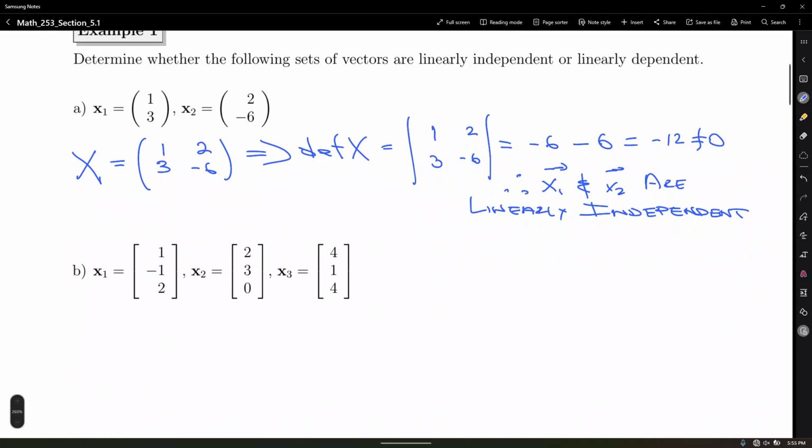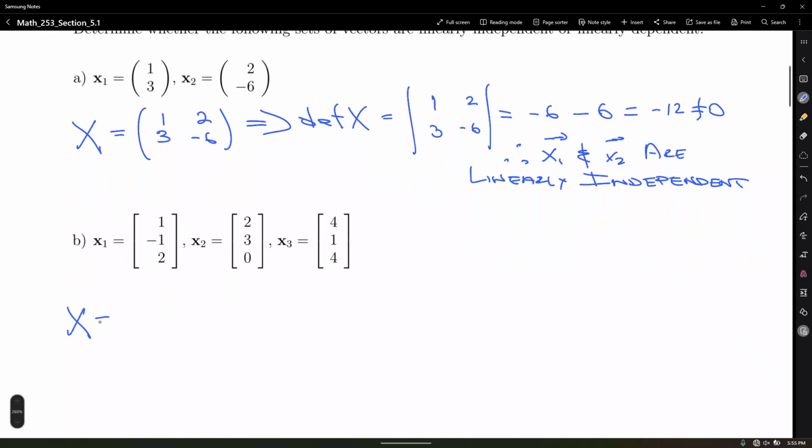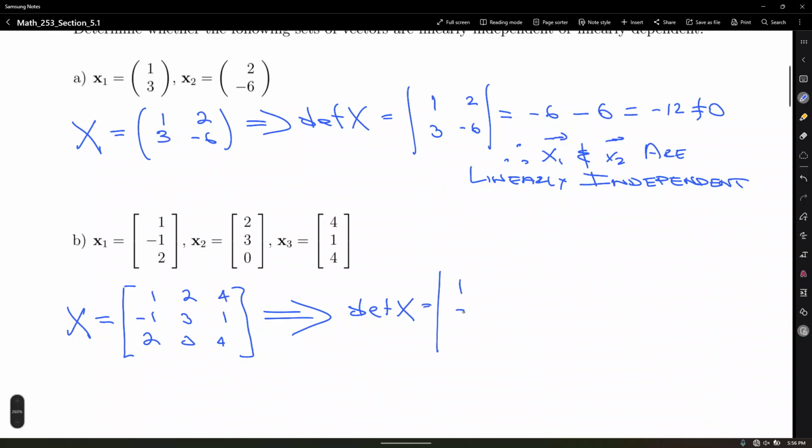Okay. So what do we do? Write a matrix big X with these vectors being the columns of the matrix. That's 1, negative 1, 2, 2, 3, 0, 4, 1, 4. Okay. Well, what are we going to do? We're going to compute the determinant of big X. That'll be the bars 1, negative 1, 2, 2, 3, 0, 4, 1, 4.